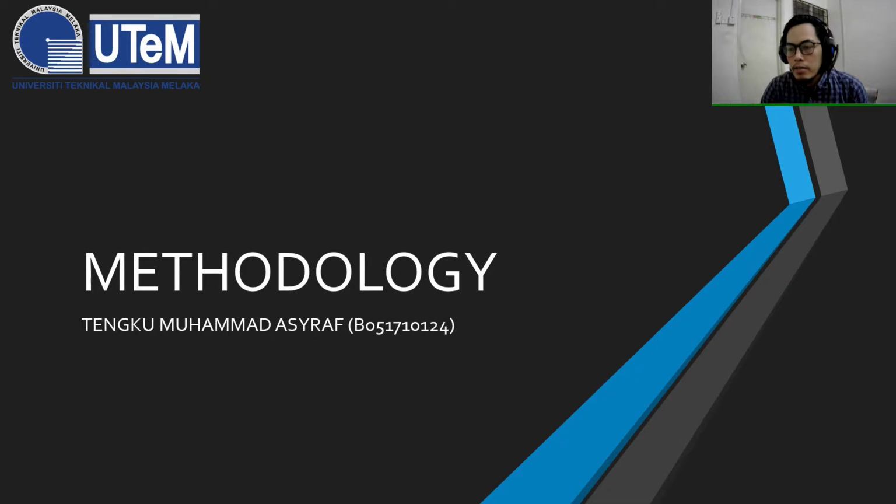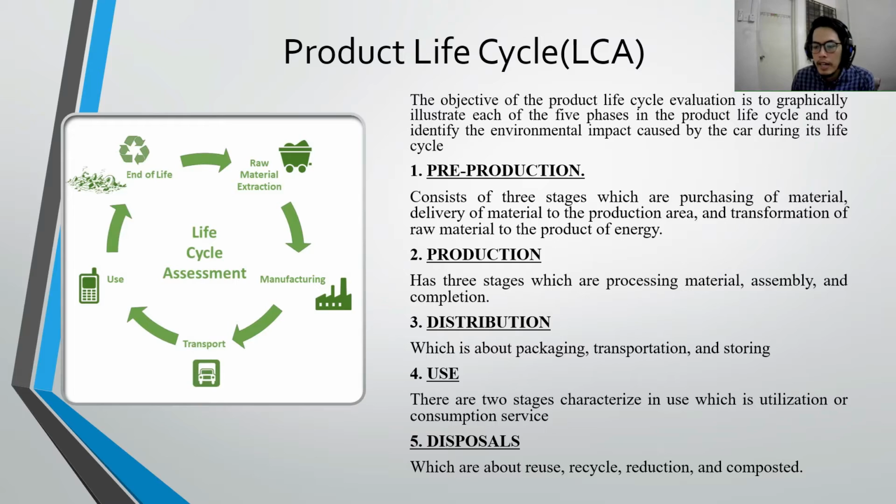Consists of 4 elements, which is product life cycle thinking, eco-web design, and eco-indicator. Product life cycle. The objective of the product life cycle evaluation is to graphically illustrate each of the 5 phases in the product life cycle and to identify the environmental impact caused by the car during its life cycle.